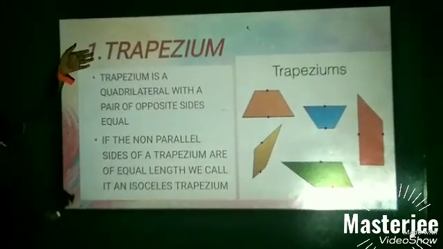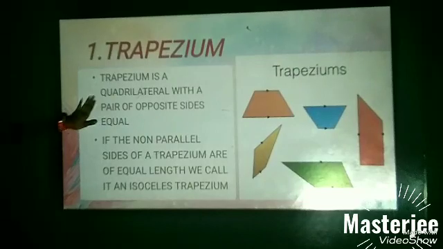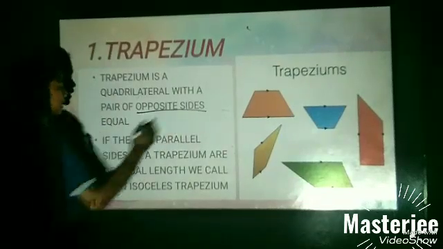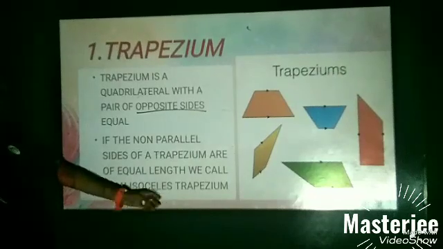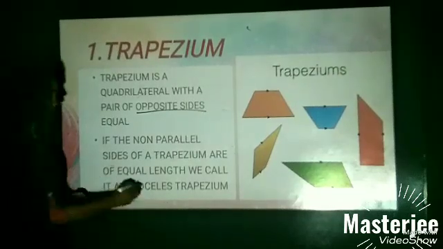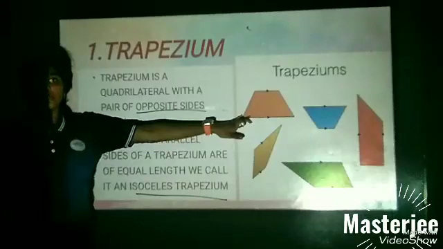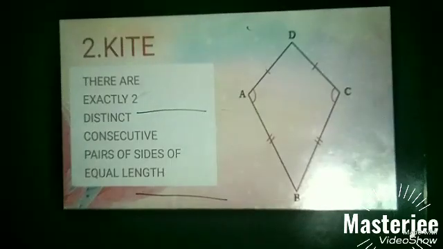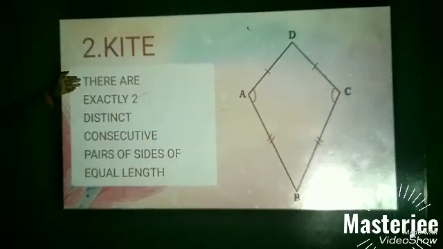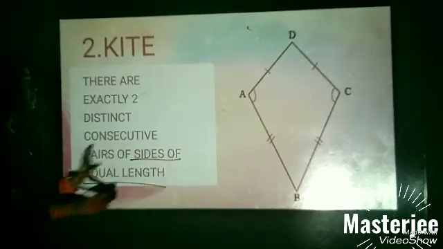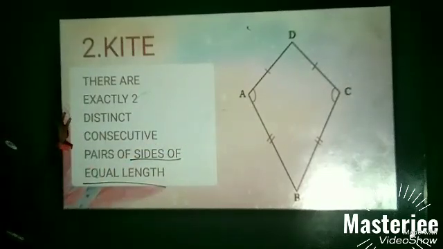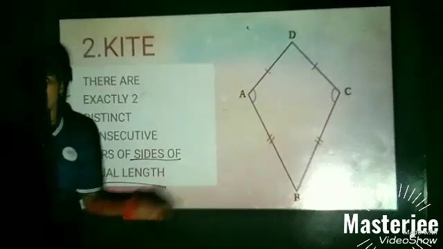So the first one is trapezium. A trapezium is a quadrilateral with a pair of opposite sides parallel. If the non-parallel sides of a trapezium are of equal length, we call it an isosceles trapezium. And these are examples of a trapezium. The second one is kite. A kite has exactly two distinct consecutive pairs of sides of equal length. This is an example of a kite.